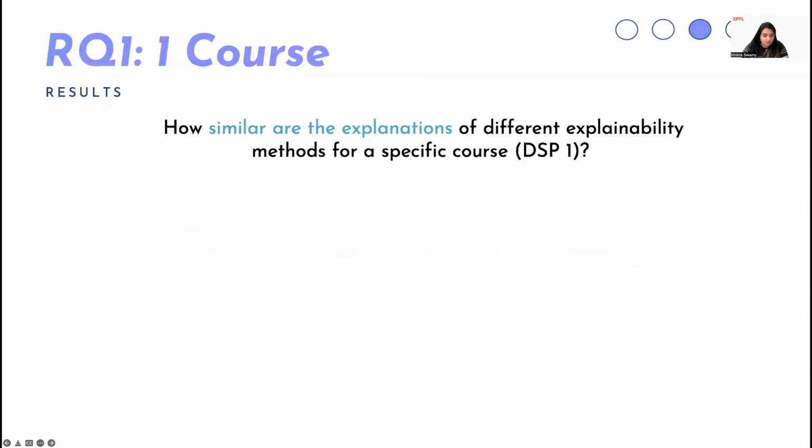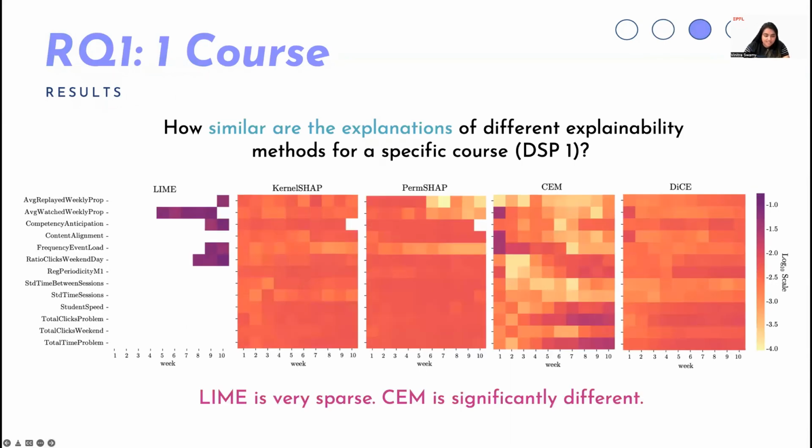We have our 5 explainability methods, and now we're trying to see, for a specific course, let's say DSP1, how similar are the explanations of these different methods. What we see is that LIME is drastically different. It is very sparse in comparison with the remaining 4 explainability methods. We see on the y-axis a subset, of course, of all features, because we would normally have 45. These are based on the 5 features that each method found most important, and the union of those, which you can see is 13 features, which is not that many.